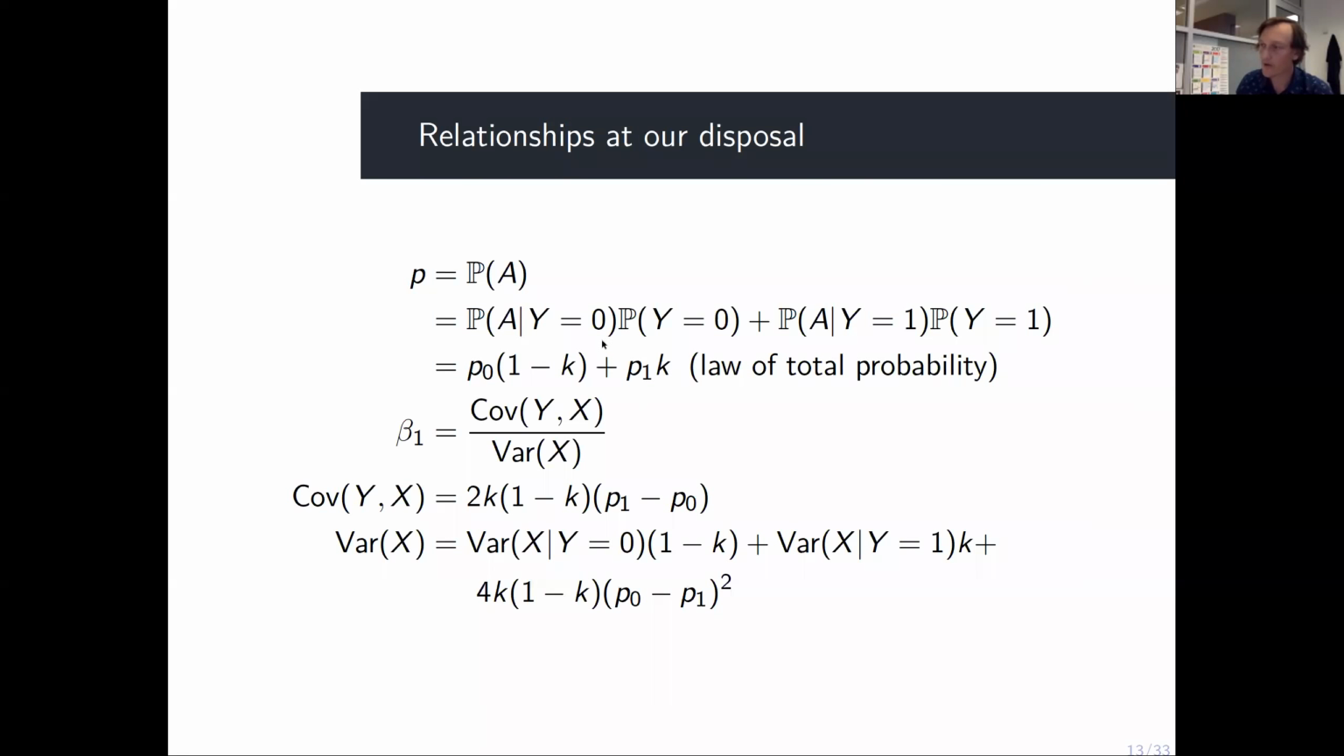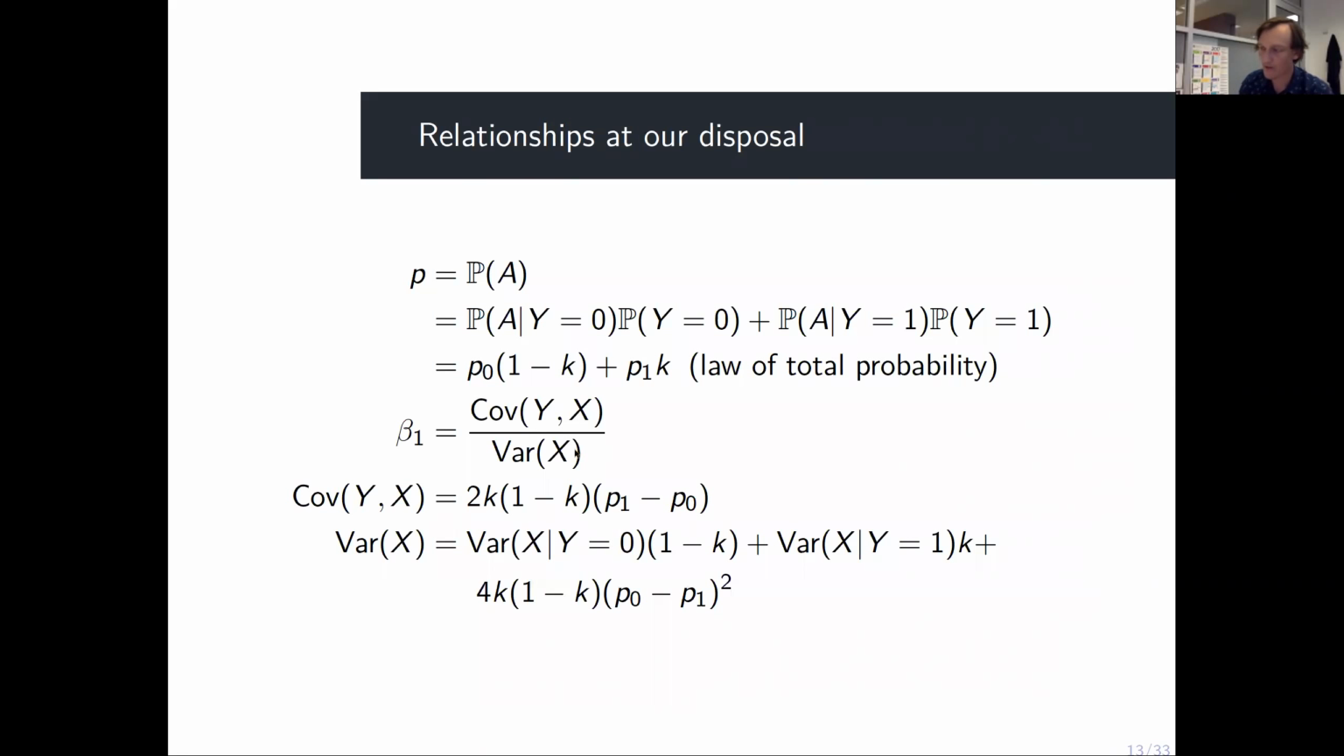So we also know the form for the regression coefficient from the linear model, which is just the covariance between Y and X divided by the variance. And we can go away and derive, under the assumptions of the previous slide, what the covariance between y and x is. And you can see here it's going to be a function of P1 and P0. So that gives us the numerator.